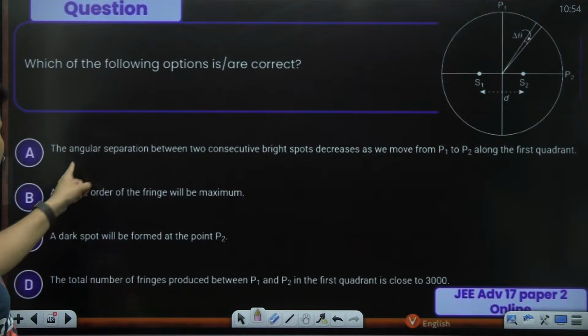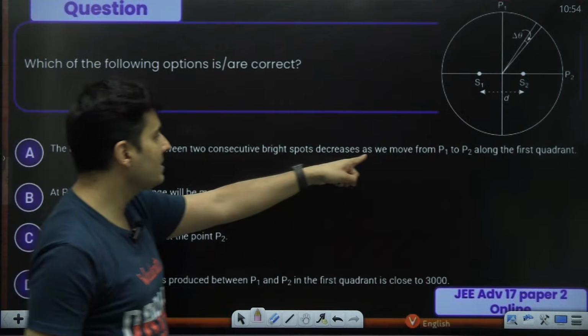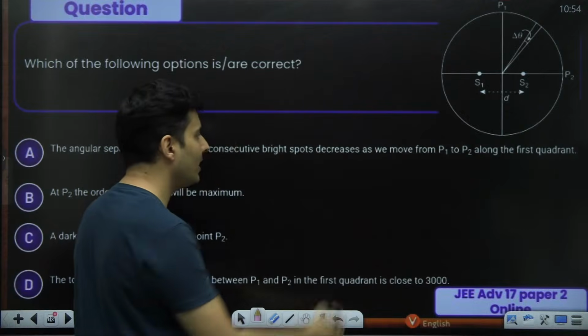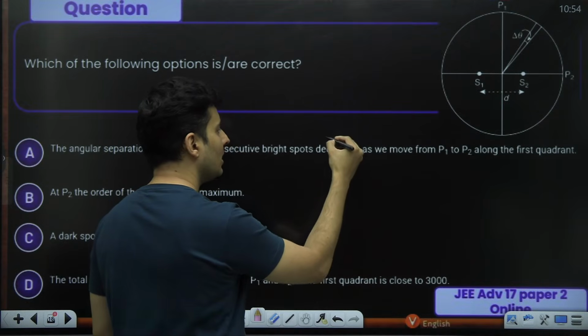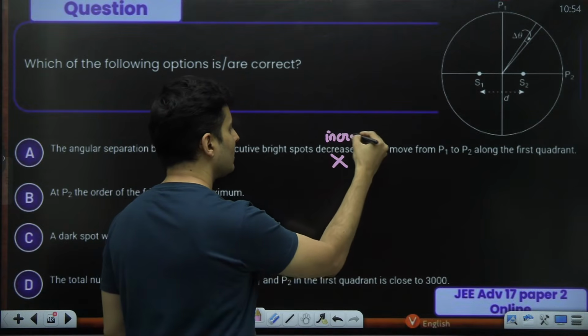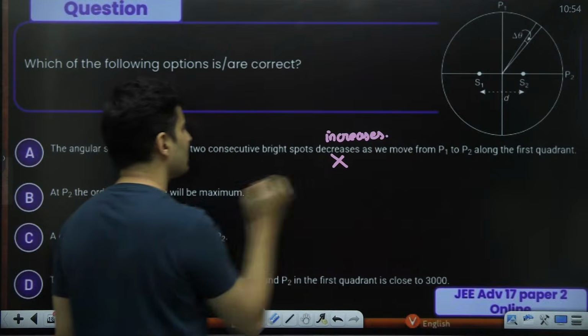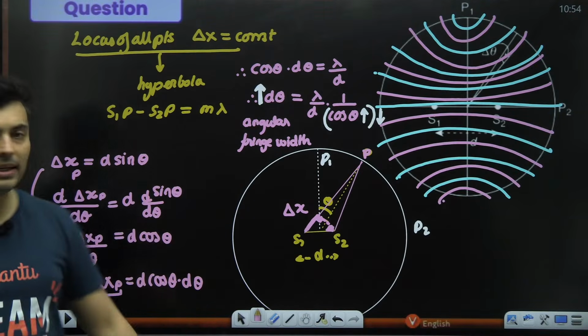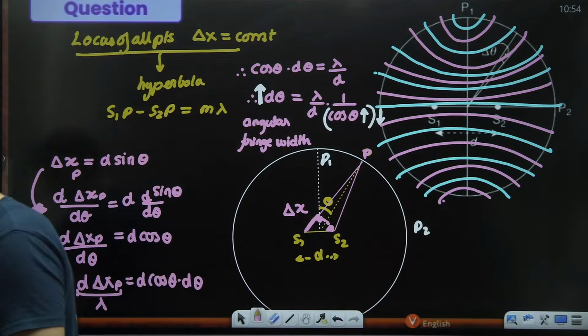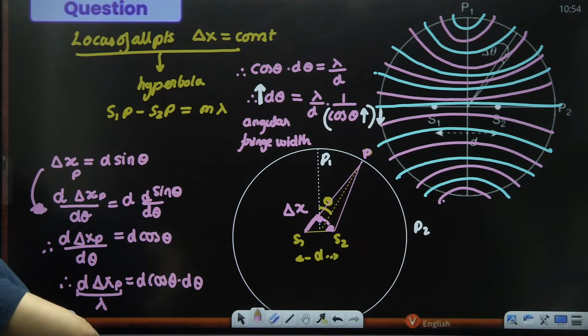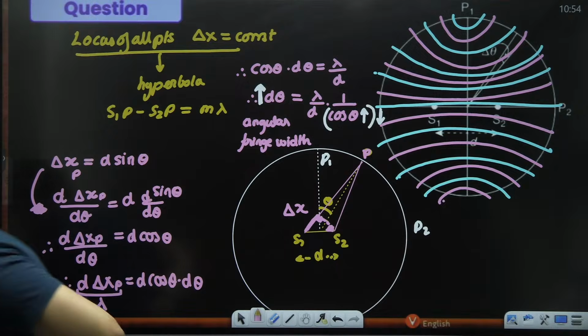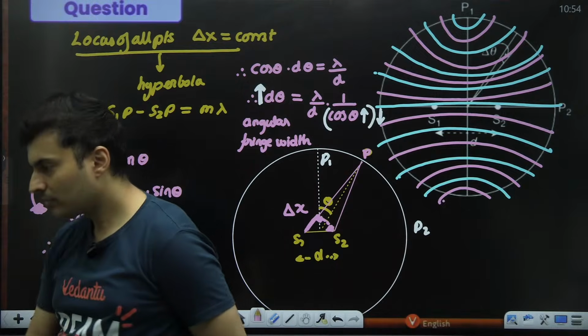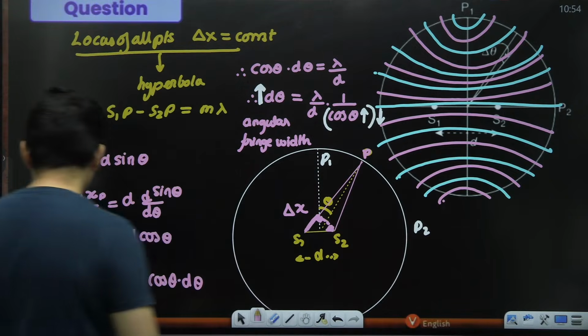So let's see, what does it say? The angular fringe width decreases as we go. Oh, that is definitely wrong. So this is wrong. It should have been increases. It should definitely have been increases. So A option is wrong. Everyone, till this point, absolutely clear? Give me a thumbs up. Yep. Everybody with me? Beautiful concept till this point. Okay. Now let's go to the next option.